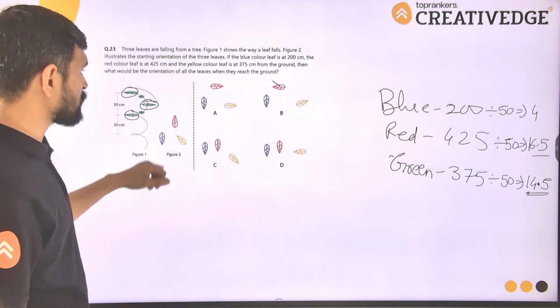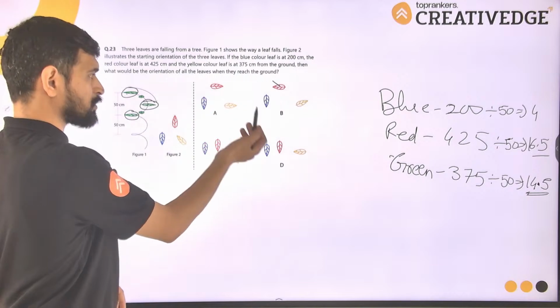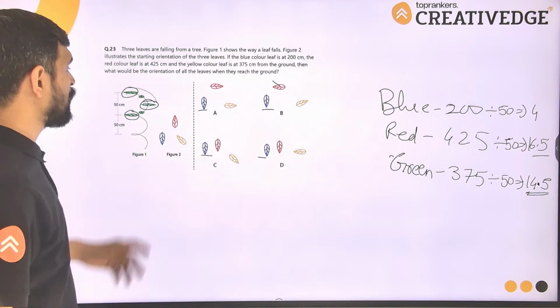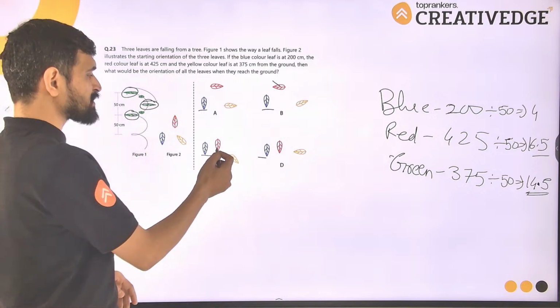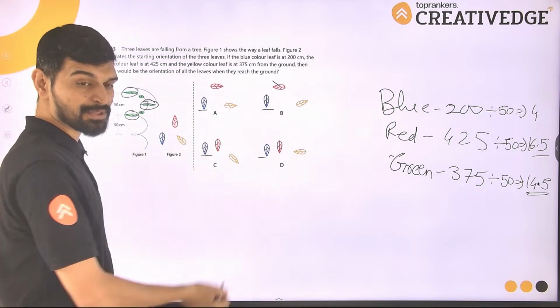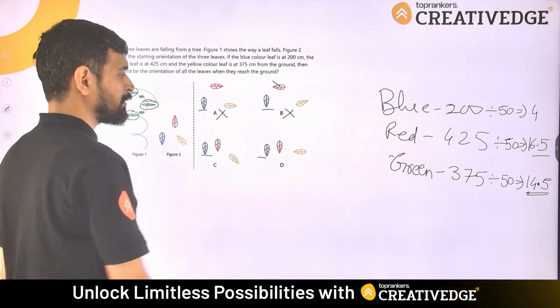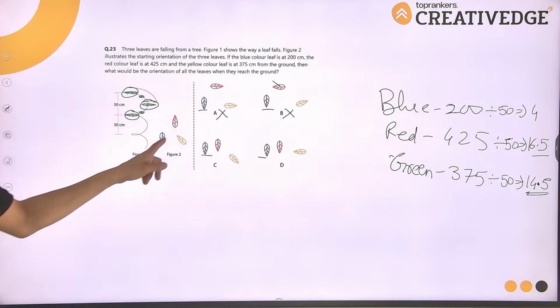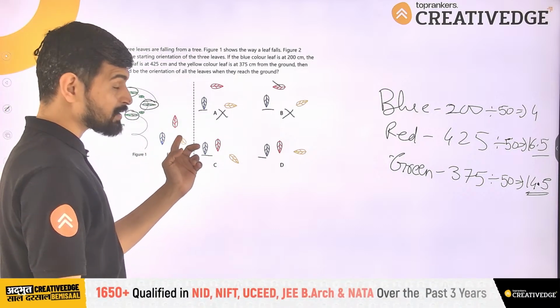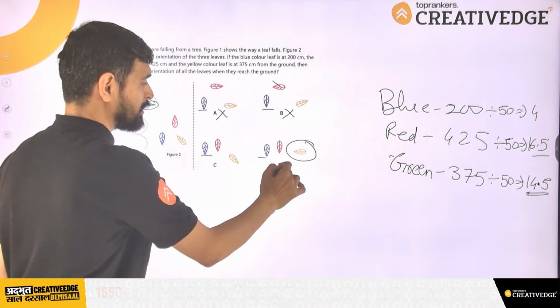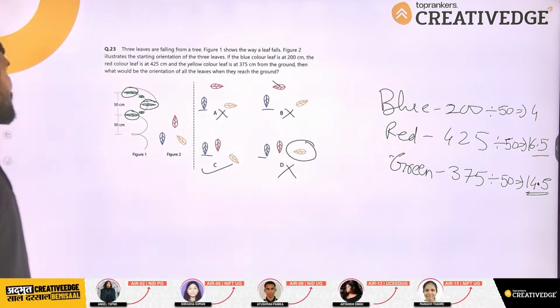So what we expect is that the blue leaf, if you focus, is the same in all of them. The orange leaf should be upside down. It is vertically up, so the orange leaf should be pointing downward, upside down. That means our options A and B are eliminated. Now this yellow leaf again should also be diametrically opposite. Based on that, D is also eliminated. Our answer becomes option C.